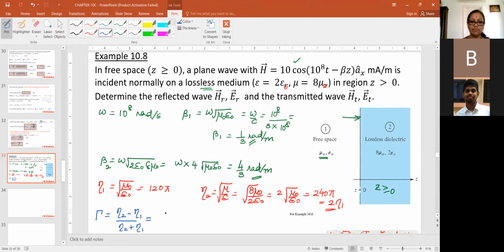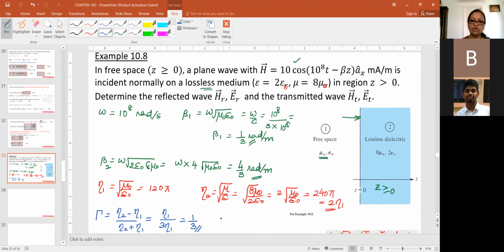Now tell me what it will be. Eta 2 minus eta 1, so that means 2 eta 1 minus eta 1, so that is eta 1 divided by 3 eta 1. That is 1 by 3. Is that correct? Look at that, eta 2 is 2 eta 1.